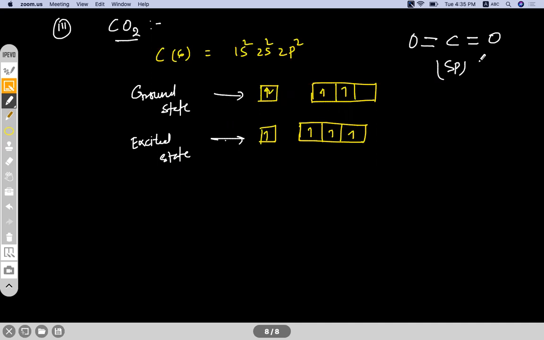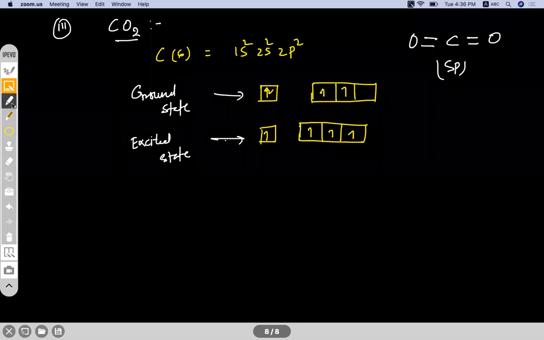But why have I drawn this structure? Because there are 2 pi bonds, yes or no? Can a hybrid orbital form a pi bond? No, right? But the central atom, carbon, has 2 pi bonds. It means that out of these 4 orbitals of carbon, 2 orbitals must be left unhybridized, right, in order to form a pi bond.